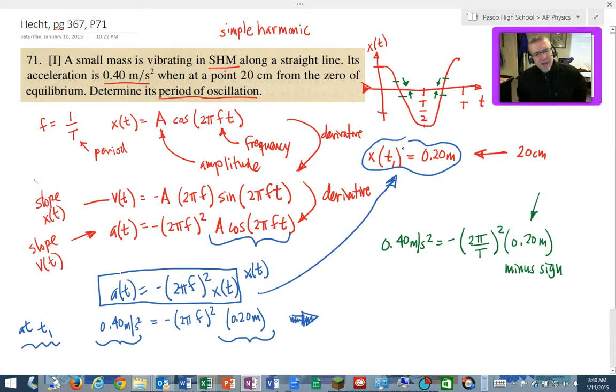All I'm trying to say is that we are going to kind of throw away this negative sign so that we can keep our square root legal, and we're going to solve this for T then. So what I get, let's pull a T squared out over here. So T squared equals 0.20 meters over 0.40 meters per second squared. So I put the T up, brought the 0.40 down, and I have a 2 pi squared times this whole thing here.